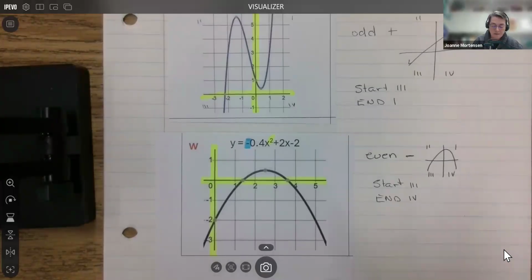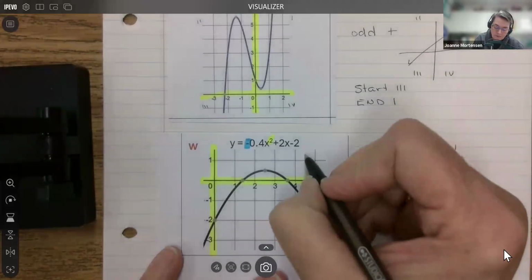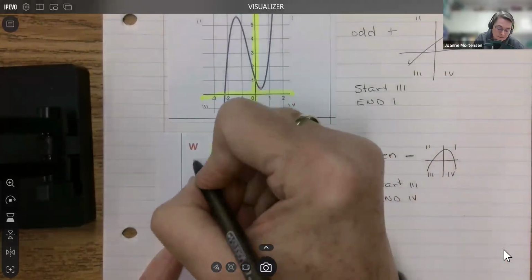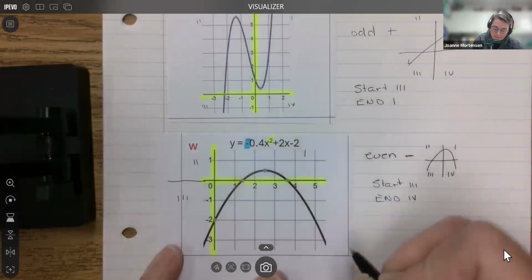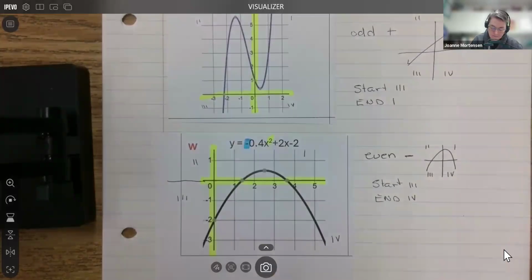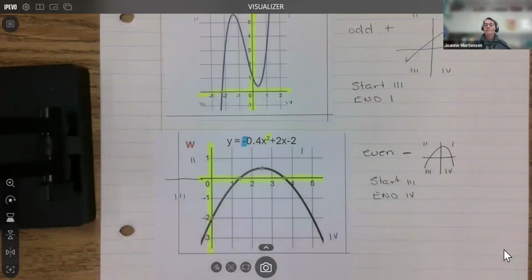So you can see again this time, if I highlight the quadrants, it makes it a lot easier. Or highlight the axes. And we are indeed starting in 3 and ending in 4.